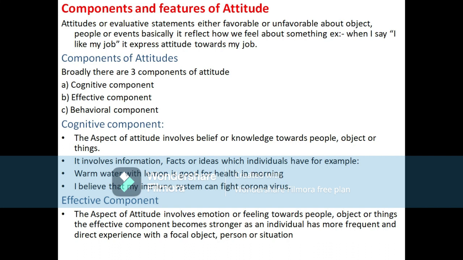Now, basically there are three components of attitudes. One is the cognitive component, the second is the affective component, and the third is the behavioral component. What does the cognitive component mean? This aspect of attitude involves belief or knowledge towards people, objects or things. Basically, we show our positive or negative attitudes towards people, objects, things or situations.